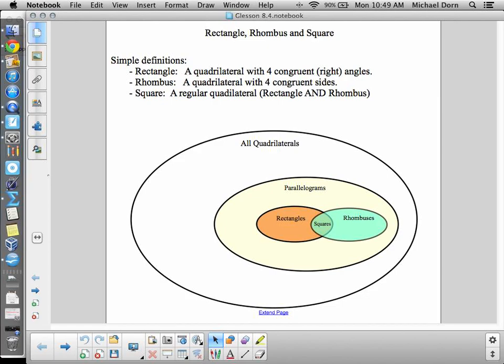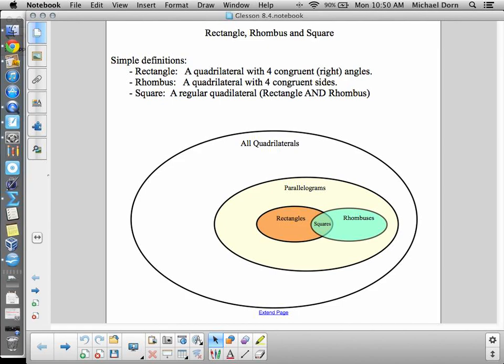All right? For just an organizational chart here, and we're going to expand on this chart tomorrow, but all quadrilaterals, if we consider this oval to be all quadrilaterals, we know that parallelograms are just one subset of that. There are plenty of quadrilaterals out there that are not parallelograms. But we do have some special parallelograms.